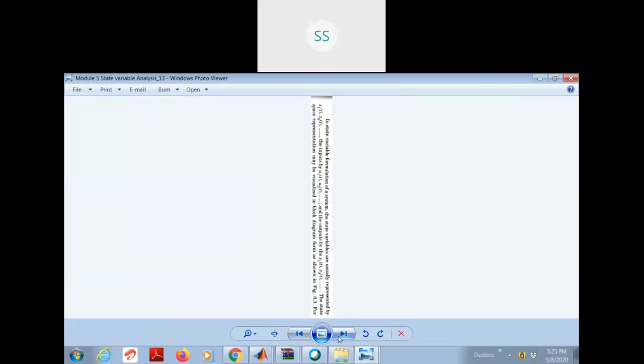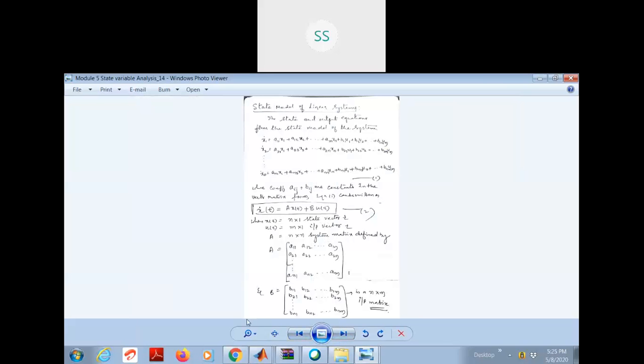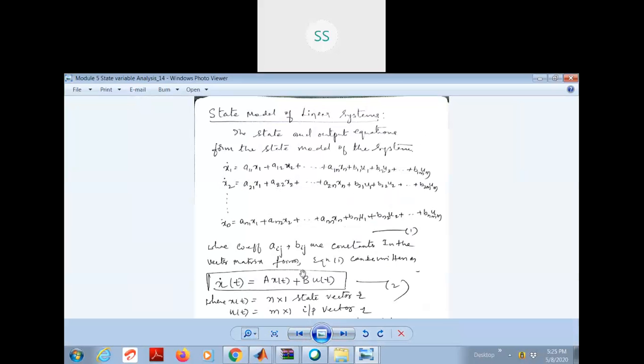This is the general model. X1 dot equal to a11 into x1 plus a12 into x2. So here x1, x2, x3 etc. are nothing but n number of state variables, and u1, u2, u3 etc. are the m number of input variables, and a11, a12 etc. are all the coefficients.